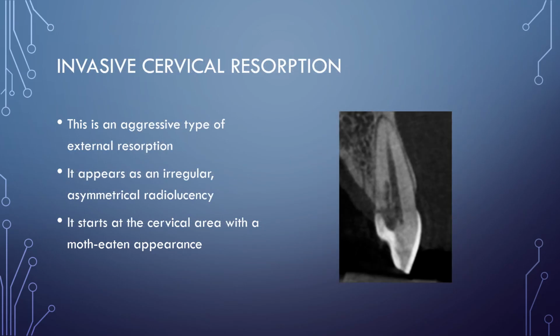Invasive cervical resorption is a particularly aggressive and often insidious type of external resorption that requires careful CBCT analysis. When interpreting the scan, focus your attention on the cervical third of the root, typically just below the epithelial attachment. Radiographically, this lesion appears as an irregular, asymmetrical radiolucency that also exhibits a moth-eaten appearance.